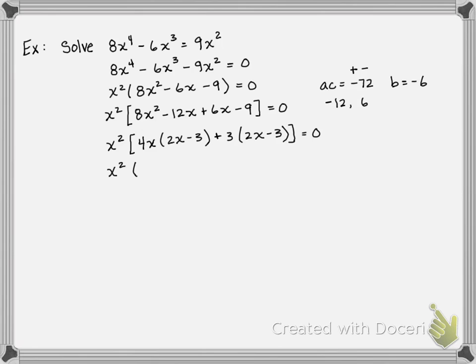And we are almost done factoring. 2x minus 3, 4x plus 3 equals 0.